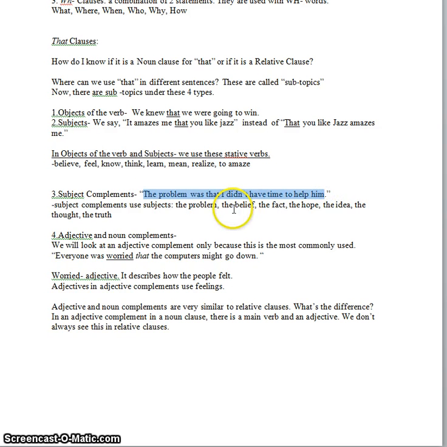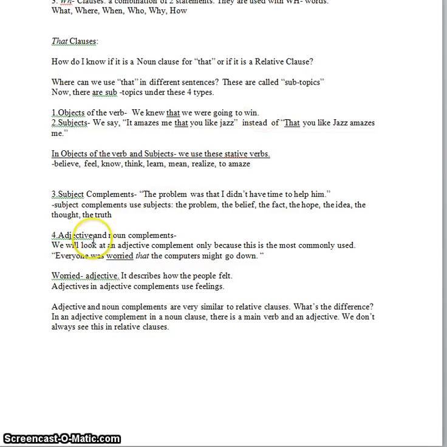The problem was that I didn't have time to help him. We can have all sorts of things here. The fact was I didn't have time to help him. Okay? The truth was that I didn't have time to help him. Okay?